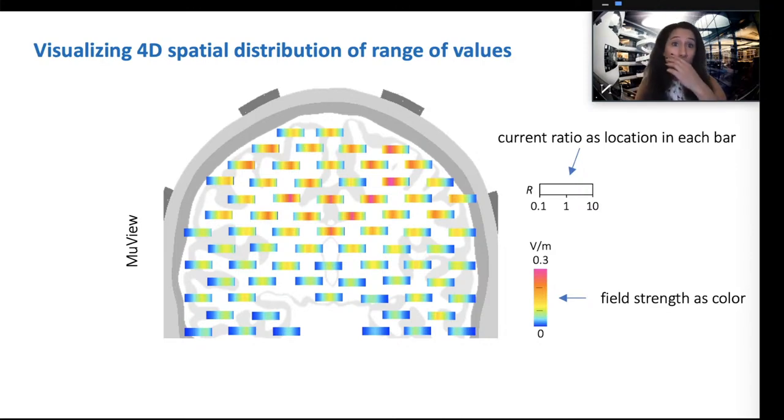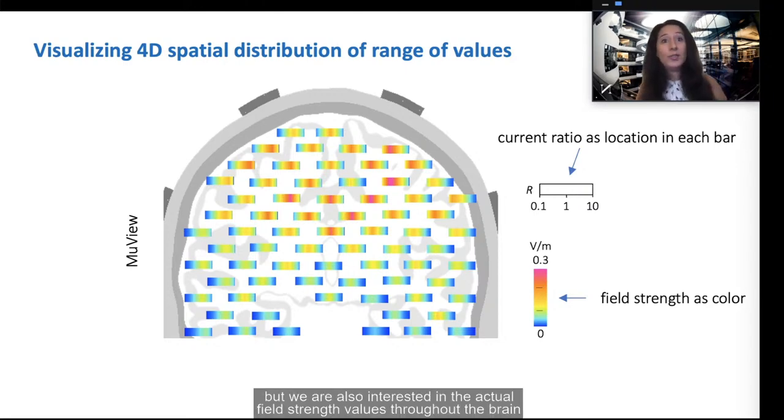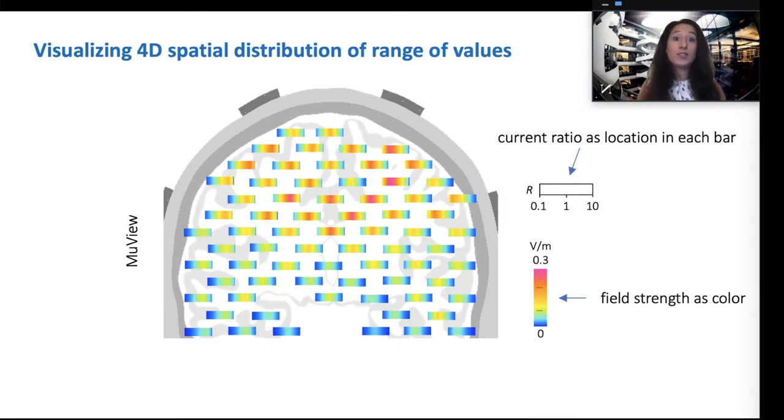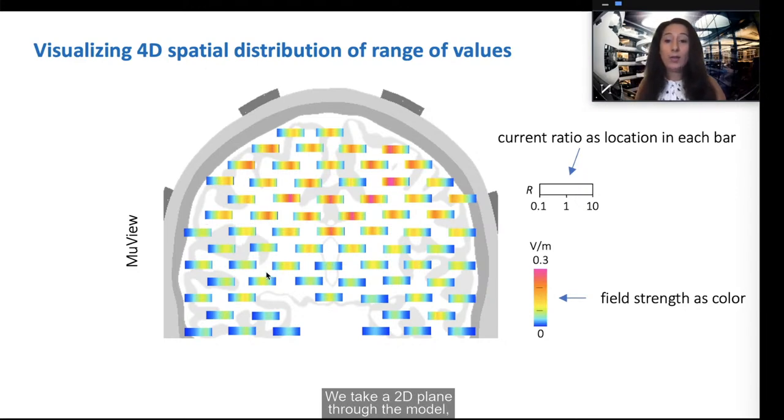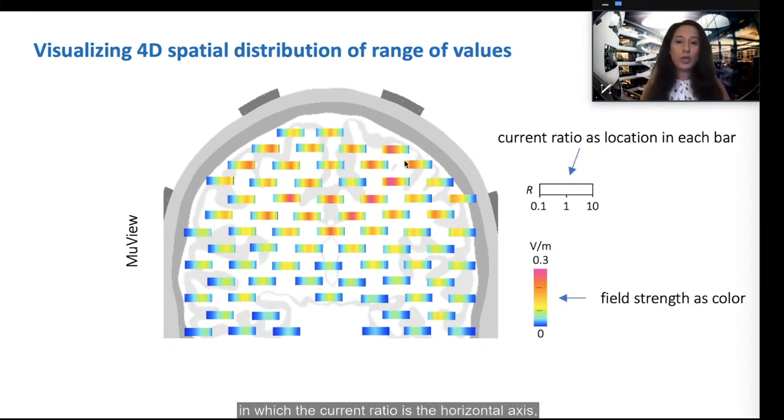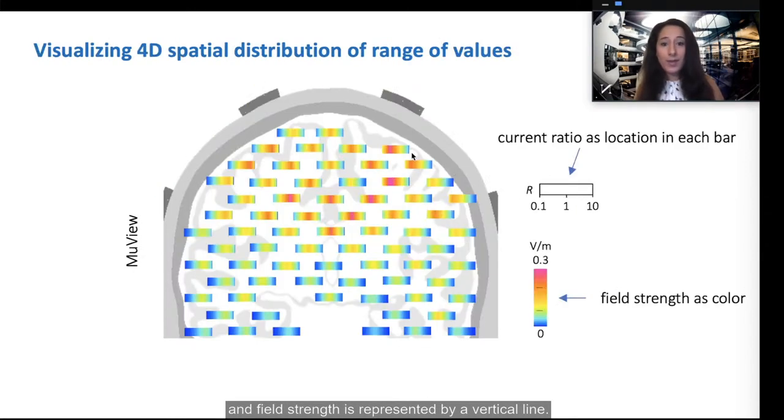In the previous slides, we looked at volume above a certain field strength, but we are also interested in the actual field strength values throughout the brain as a function of these varying input currents. Here's an image of how we solve that using software called MuView. We take a 2D plane through the model, select a subset of locations in the brain, and then at each location, we plot a tiny figure in which the current ratio is the horizontal axis and field strength is represented by a vertical line.